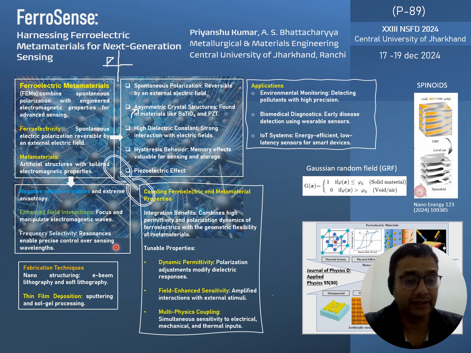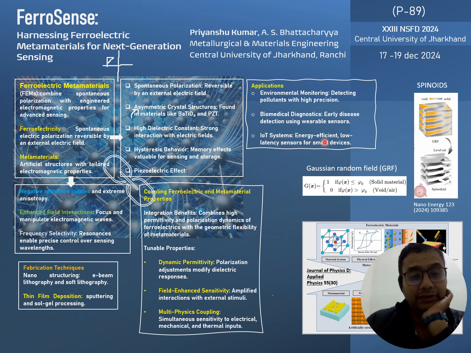Now, there are different ways of fabrication of these metamaterials. I'm not going into the details, but they are mainly fabricated by nanostructuring, e-beam lithography, and also thin film deposition techniques like sputtering and solder processing. And they are mainly used, as previously told, based upon these two properties. They can be used in various types of applications like environmental monitoring, that is detecting pollutants with high precision. Then it can also be used for biomedical diagnostics, biosensors, and also Internet of Things.